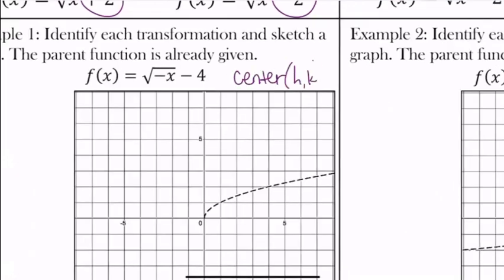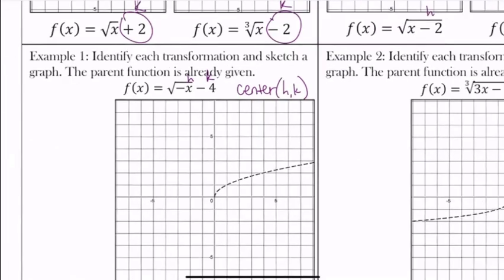Remember, centers are h comma k, so I'm just going to label where h and k are. K is right here. I don't have an h. There is no h, no number on the inside. So that would be 0. So if you don't see an h or a k, it is 0. So my new center is going to be 0, -4. Be right there.